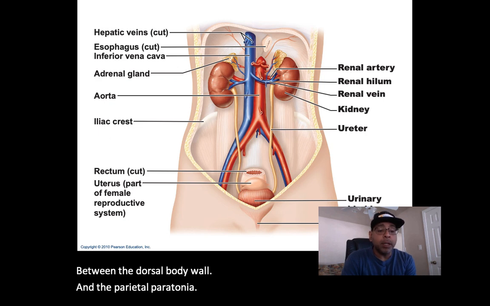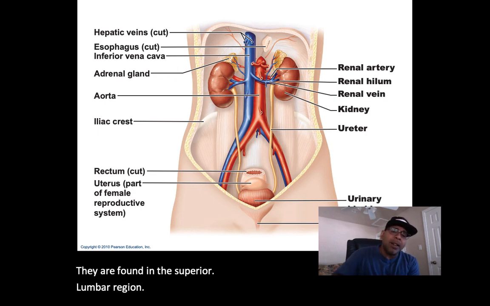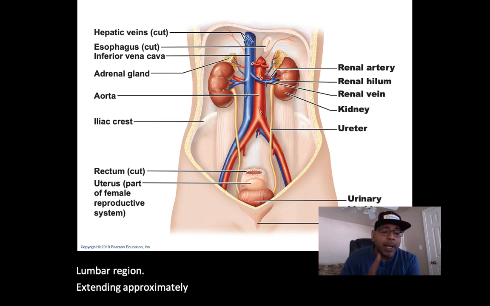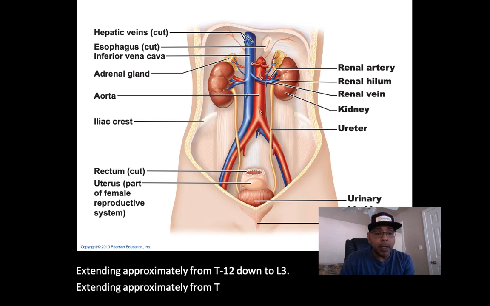They're found in the superior lumbar region, extending approximately from T12 down to L3. You can see the right kidney is slightly lower compared to the left.